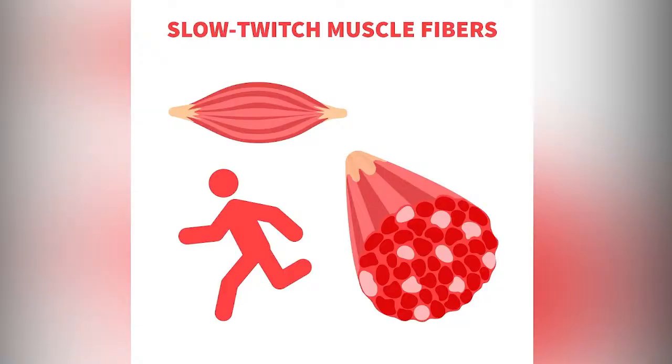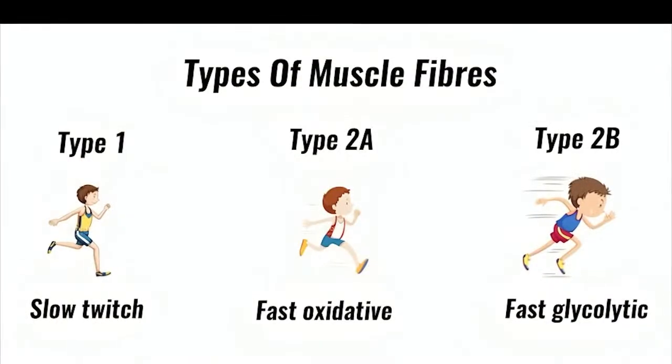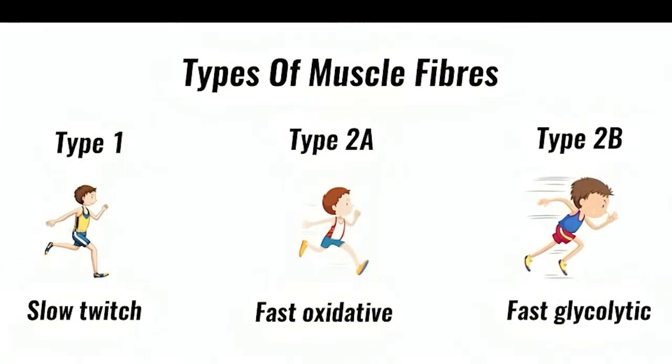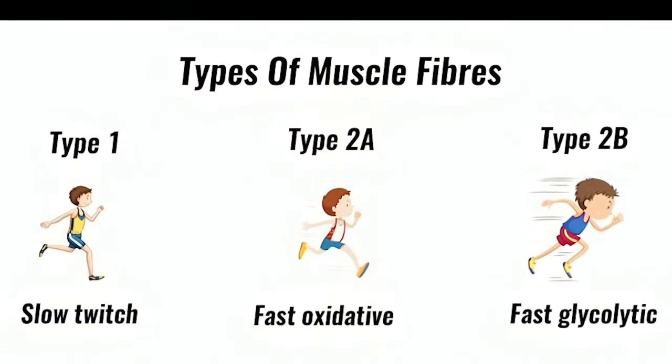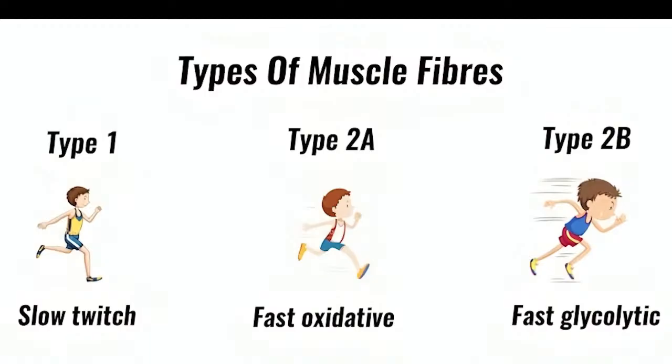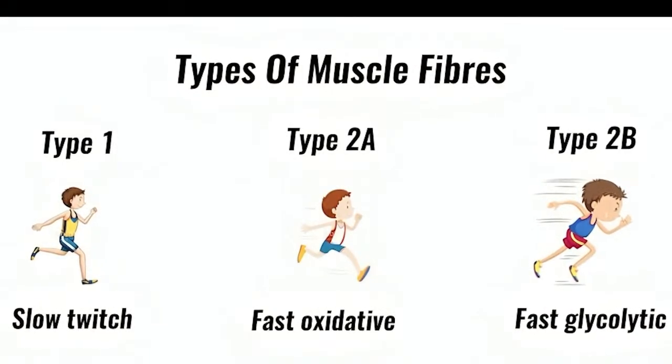Type 1, slow twitch fibers are slow and steady, great for endurance like marathon running. Type 2A, fast twitch endurance fibers are a bit faster and still last long. Type 2B, fast twitch power fibers are super fast and strong, perfect for sprinting, but they tire quickly.